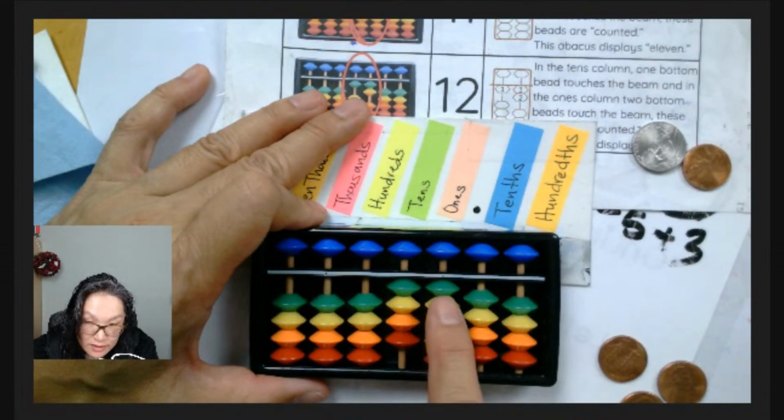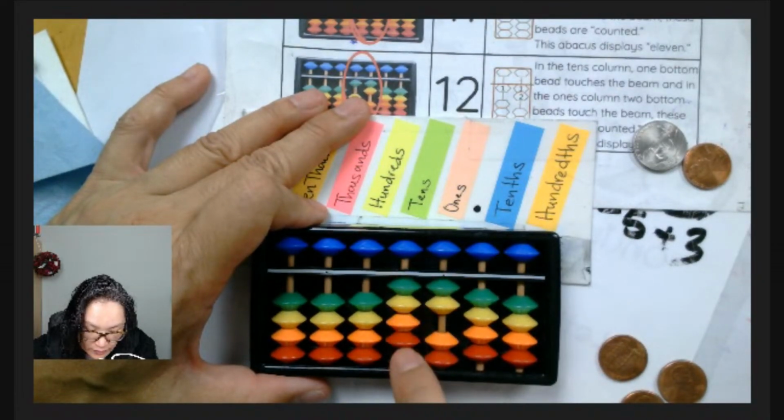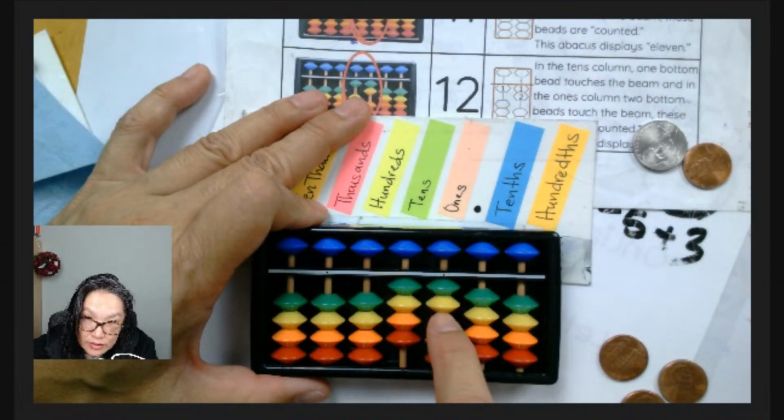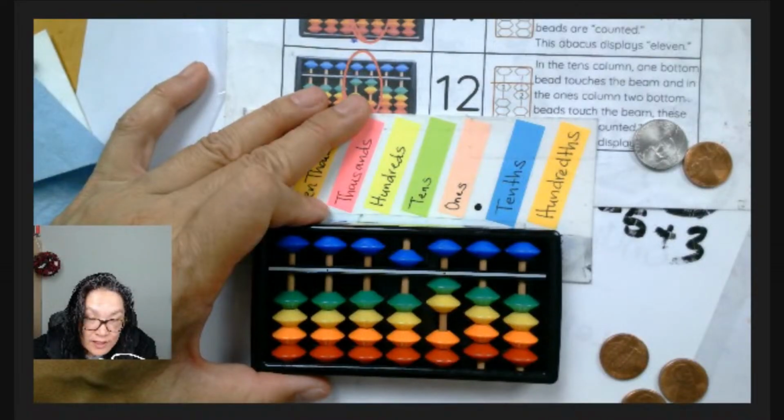Right? This is 40, this is 2, this is 4. 1, 2, 3, 4, and then this is 2, 1, 2. And then we do this. This is 52, 62, 72, 82, 92, right?